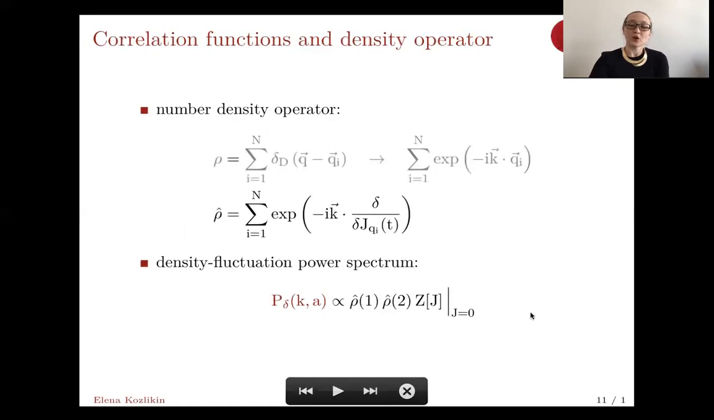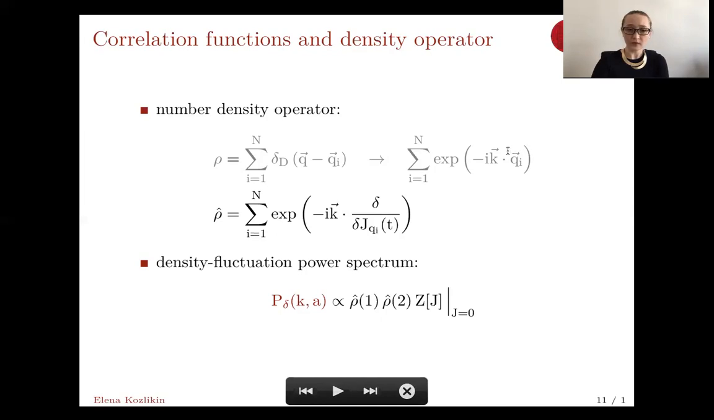Right. Now that you have your generating functional, you can compute density correlation functions from it. The way to do it is to construct a density operator, and then apply it to the generating functional to get n-point correlation functions. Our density operator is actually a number density operator because we're dealing with discrete particles. It's just the sum over this Dirac delta function, which gives you a peak every time you encounter a particle. And this can be Fourier transformed.